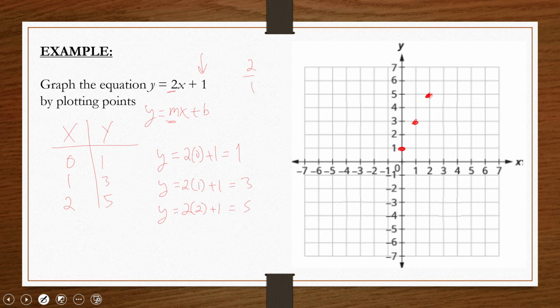And so after I see a few of these patterns, I can infer that my line should look something like this. And the arrows here indicate that it extends infinitely in either direction. So we knew that this was a linear equation, so we can infer that straight line from just selecting 2 or 3 candidates to substitute into the equation, and there we have our plot.